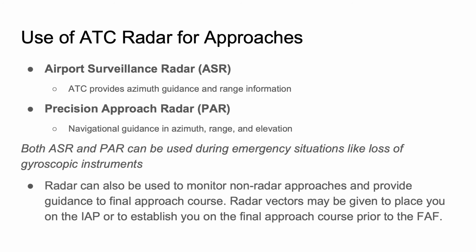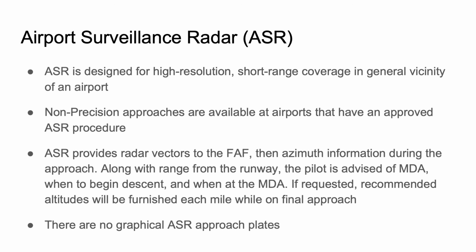Some airports allow ATC radar to be the approach, and these are not published as a plate, but there are two basic types: airport surveillance radar and precision approach radar. ASRs are designed for high-resolution short-range coverage in the general vicinity of the airport. Non-precision approaches are available at airports that have an approved ASR procedure.